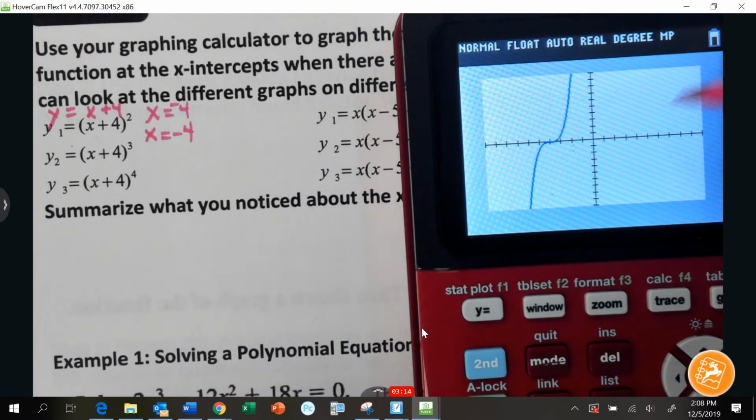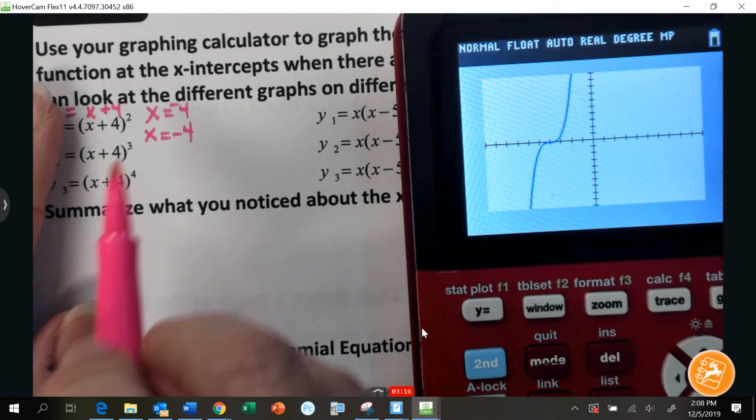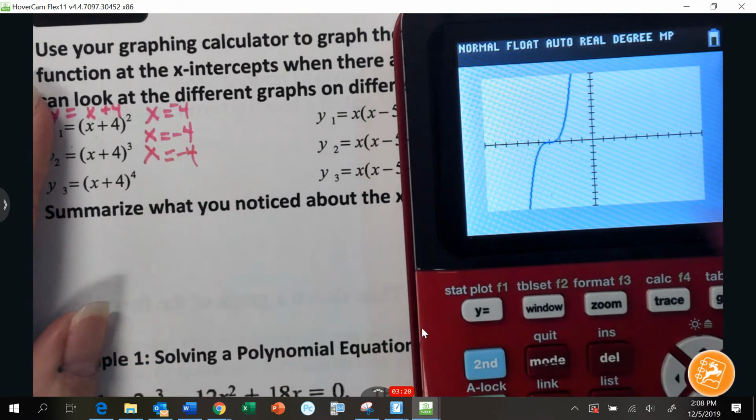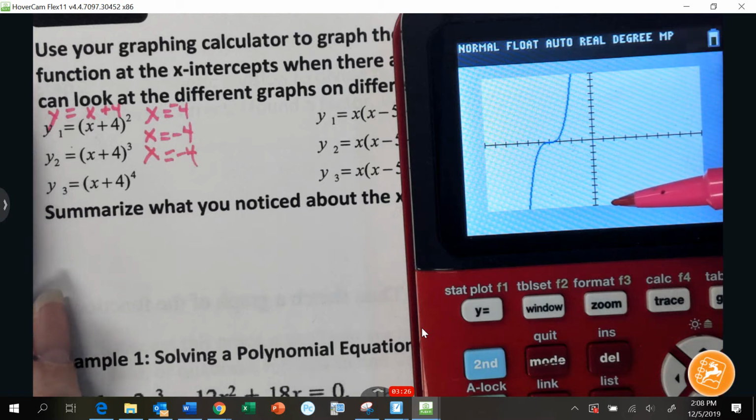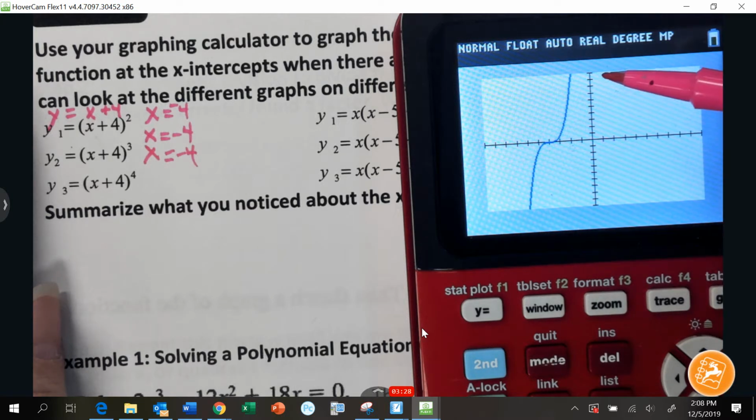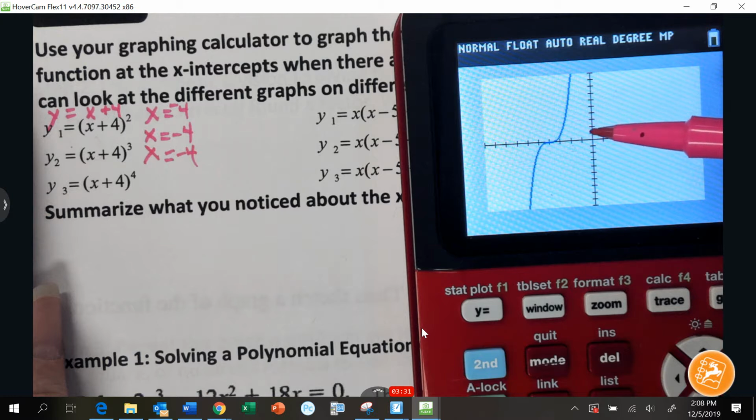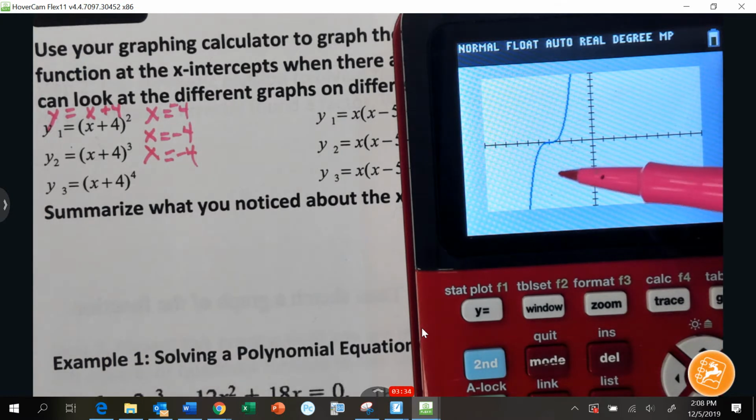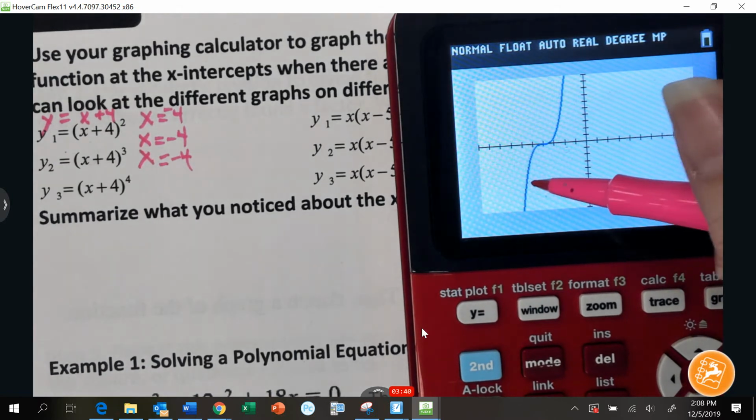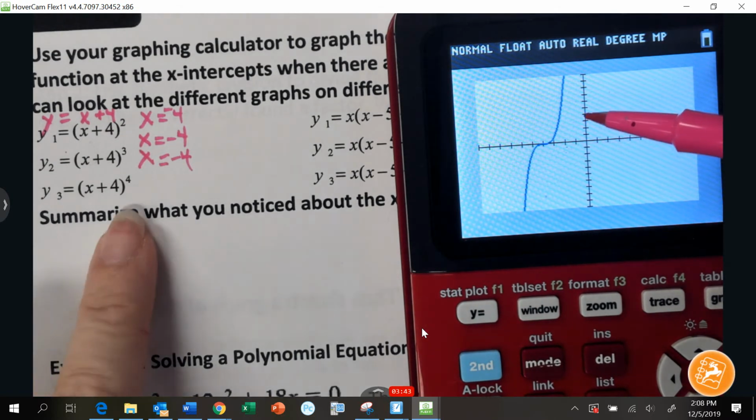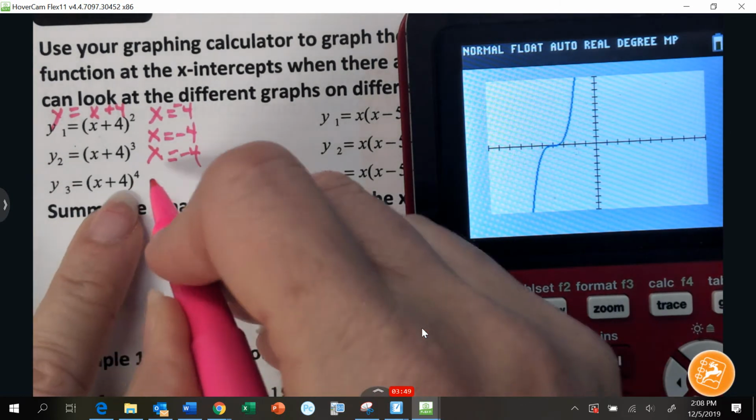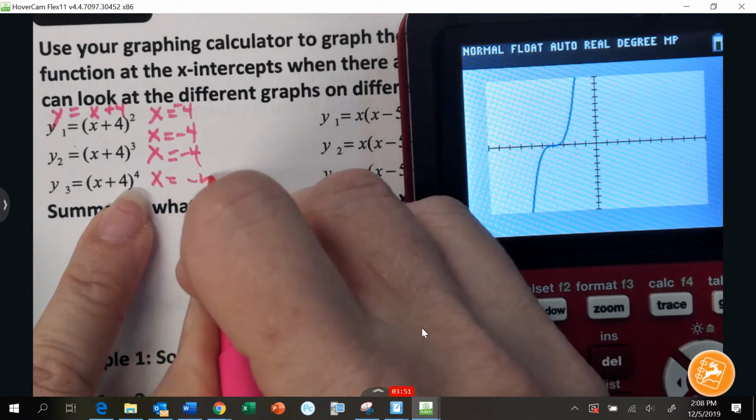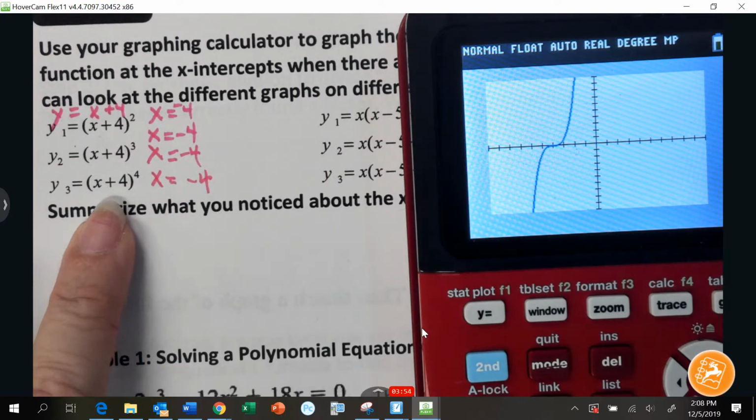Okay, so what is happening at -4? At -4 is still the x-intercept, but what's happening there? It passes through it, but it has a funny shape. Do you know what kind of shape this is? It's a cubic shape. So at -4, because there's 3 factors of x plus 4, it looks like a cubic function. So what do you think could possibly happen if I type in x plus 4 to the 4th? What will my x-intercept be? Okay, but the behavior at -4.